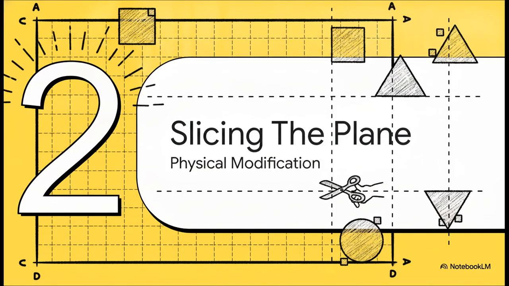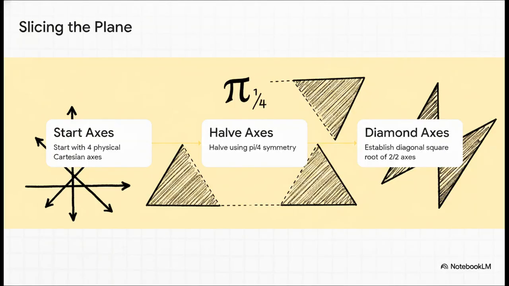Moving right along to section 3, slicing the Cartesian plane. Let's play the role of visual architects for a minute and physically modify that standard XY graph we all grew up with. All right, here is the actual mechanical build. We start with the 4 physical Cartesian axes. Then we have them using a pi/4 symmetry, which is based on an isosceles right triangle. This specific 3-piece set logic partitions the continuous space into discrete, manageable rational shards, perfectly establishing the diagonal square root of 2 over 2 diamond axes.